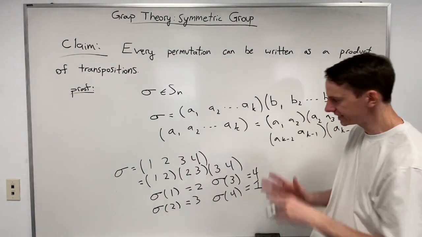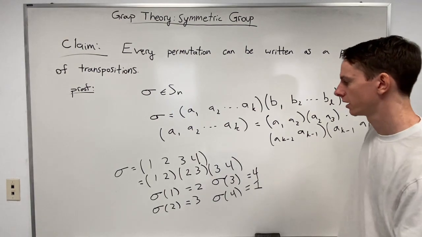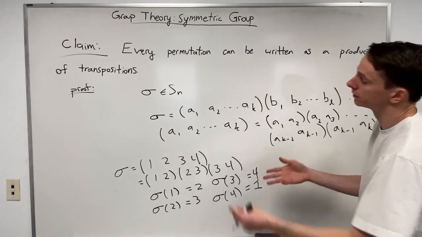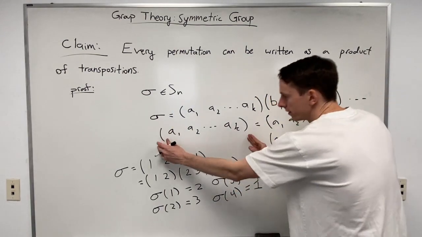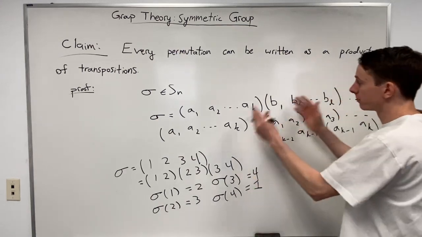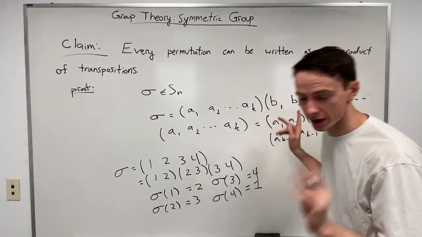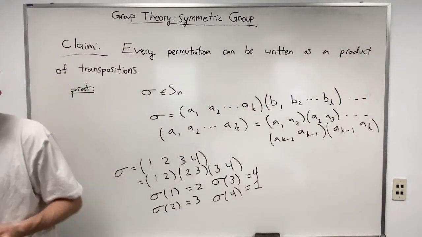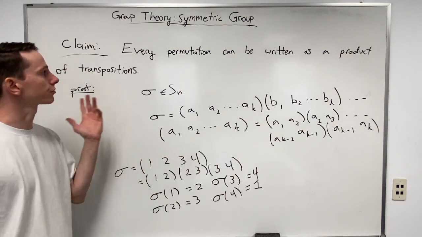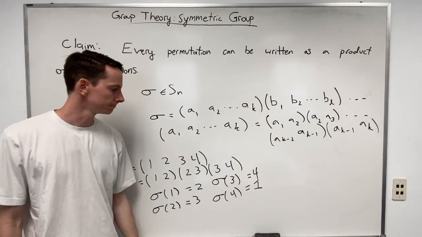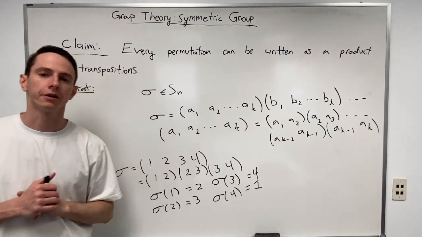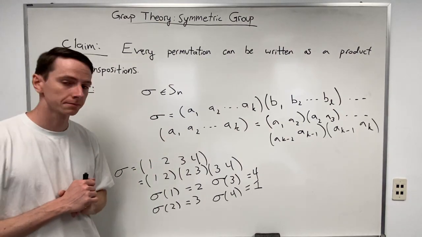And hopefully you can see how this idea would generalize to a k cycle, and how if we can do this for one cycle, if we have a bunch of disjoint cycles, then we can do it for any of the cycles. So therefore, a permutation can be written as a product of transpositions. Okay, hopefully that makes sense.